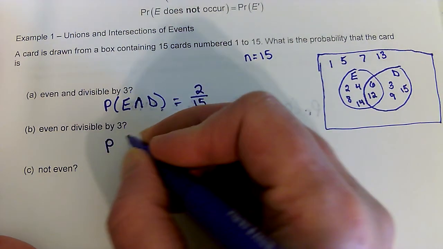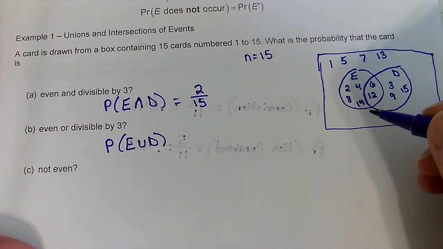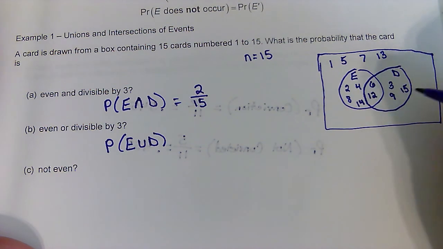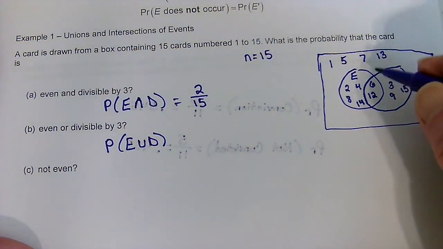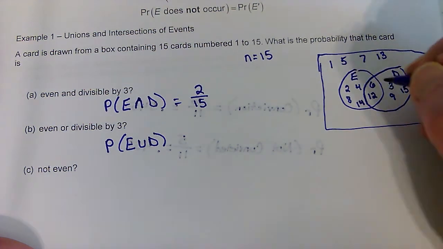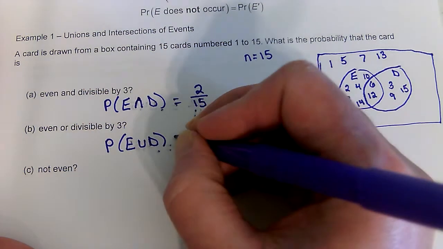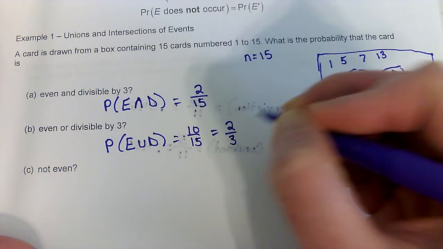But if I say even or divisible by 3, if I listed all of those options out, it'd be everything inside of here. So that's 1, 2, 3, 4, 5, 6, 7, 8, 9 of them. Wait, I feel like I'm missing one. 4, 5, 6, 7, 8. I forgot 10. How did I count and not get 10? Okay, so there's 10 of them in there. That's 10 out of 15. Or you could write that as 2/3.